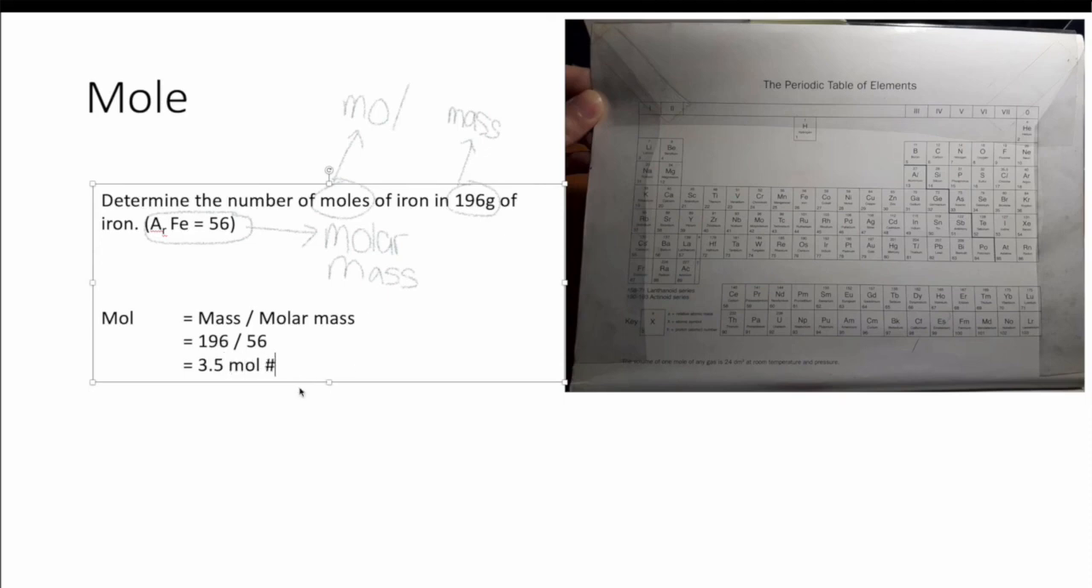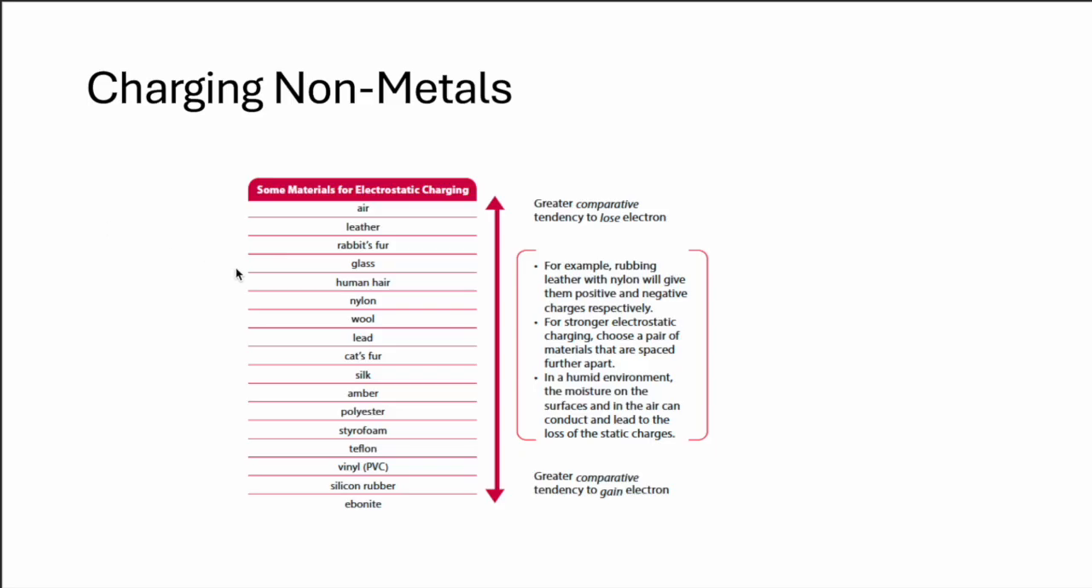Okay, and here is a table. The top has more tendency to lose electrons, the bottom has more tendency to gain electrons.